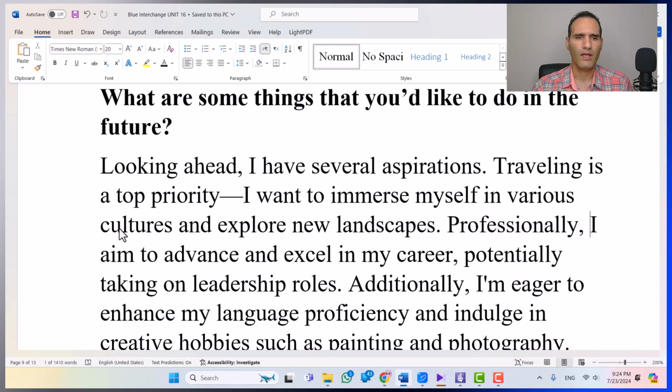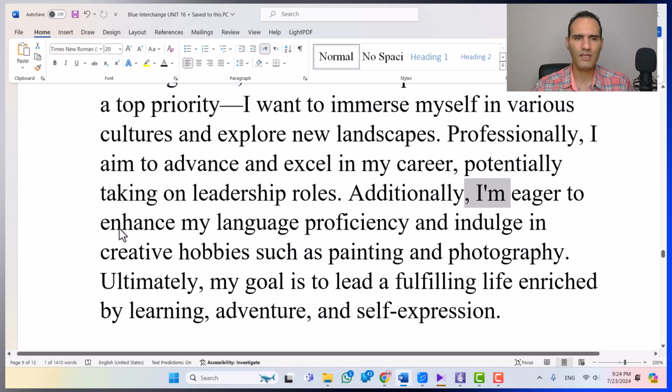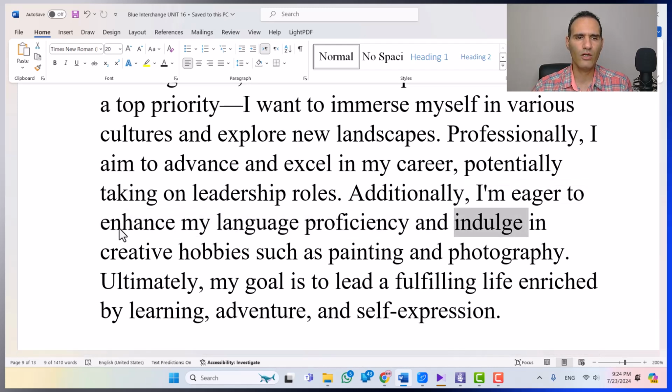Professionally, I aim to advance and excel in my career, potentially taking on leadership roles. Additionally, I am eager to enhance my language proficiency and indulge in creative hobbies such as painting and photography. Ultimately, my goal is to lead a fulfilling life enriched by learning, adventure, and self-expression.